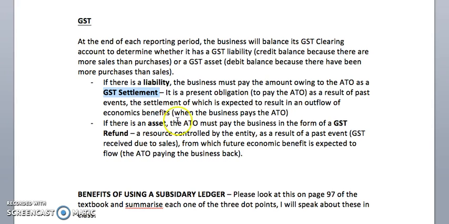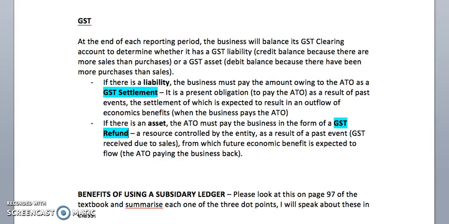If it's an asset, then it's a GST refund. And that's because we have paid out more GST than what we've received in from sales. Therefore, it's a resource controlled by the entity as a result of a past event due to the sales, from which future economic benefits are expected to flow, the ATO paying the business back. So just a little blurb there about that.